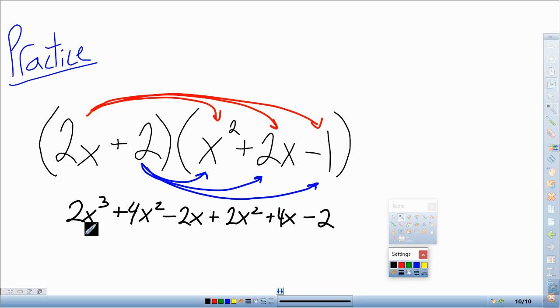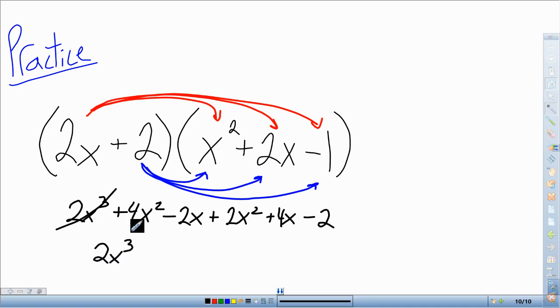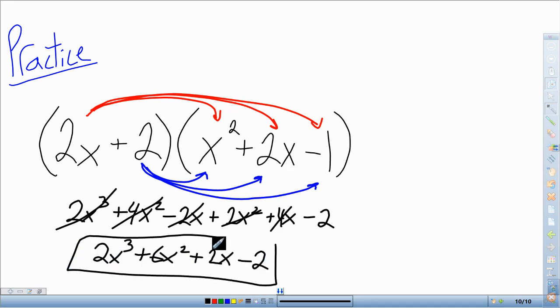But yeah, I notice like terms, right? We got some x squareds and some x's. 2x cubed, there's no other x cubed, so I'm bringing it down, cross it out. I got a positive 4x squared and a positive 2x squared combined to get a positive 6x squared. Cross them out. Negative 2x plus 4x, or the 4 minus 2, gives me a positive 2x. Cross them out. And then this minus 2, no other constants, bring it down. Okay, no more like terms. Exponents going from greatest to least. We're looking good.